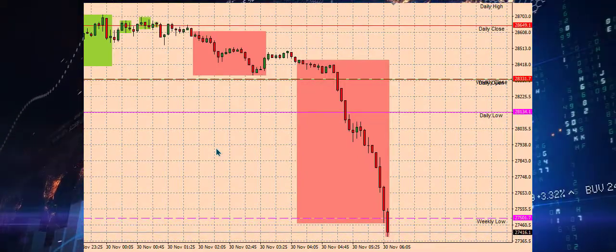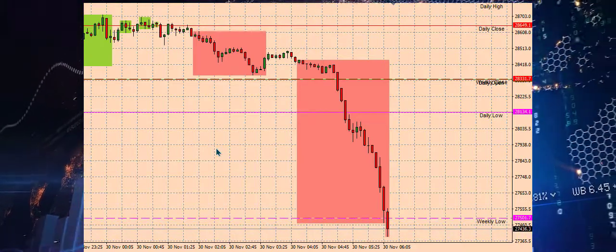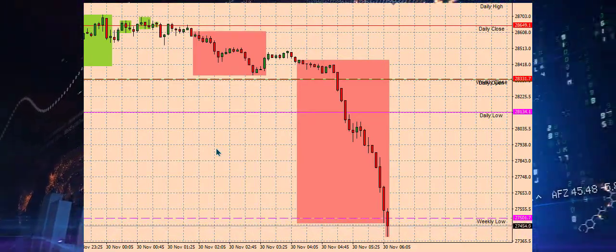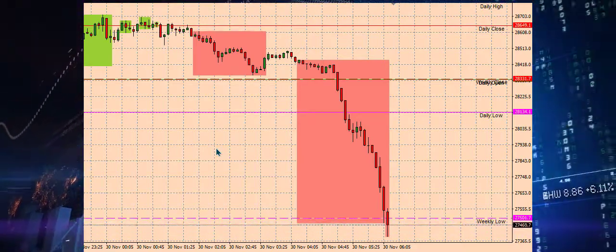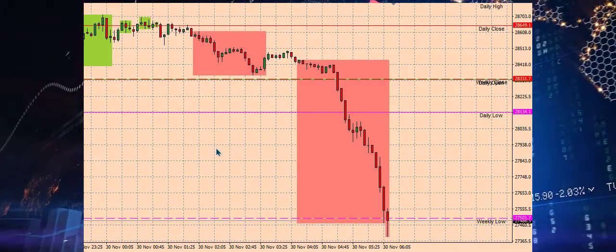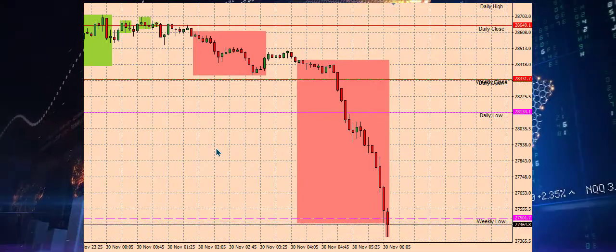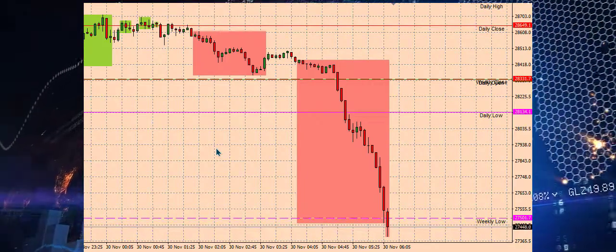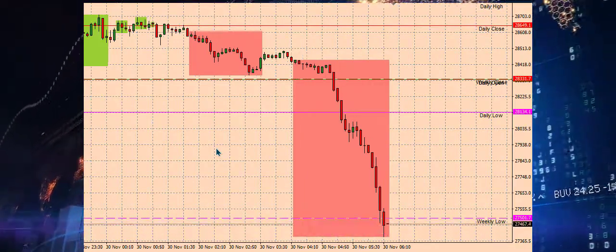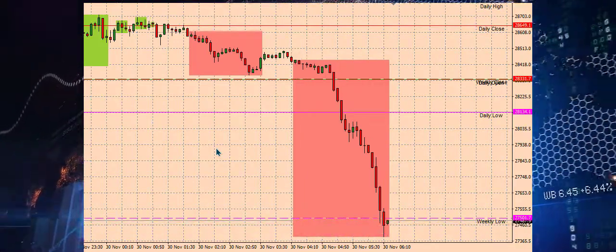If it starts to do a pullback, get out on that very next candle, because we're outside of the trading hours now, and again, anything can happen. Yeah, here we go. All right, I'd be out right at the weekly low.